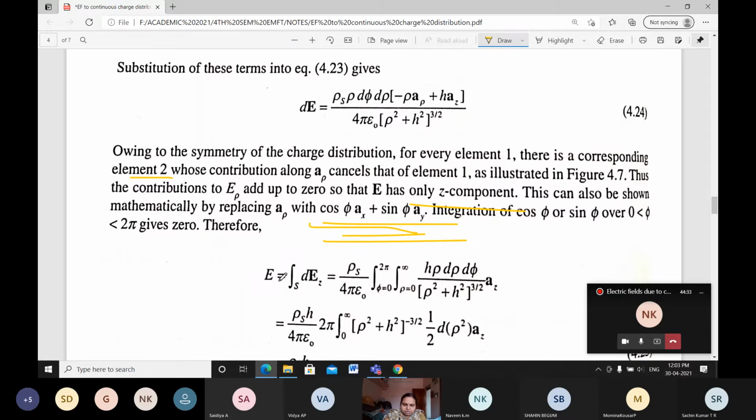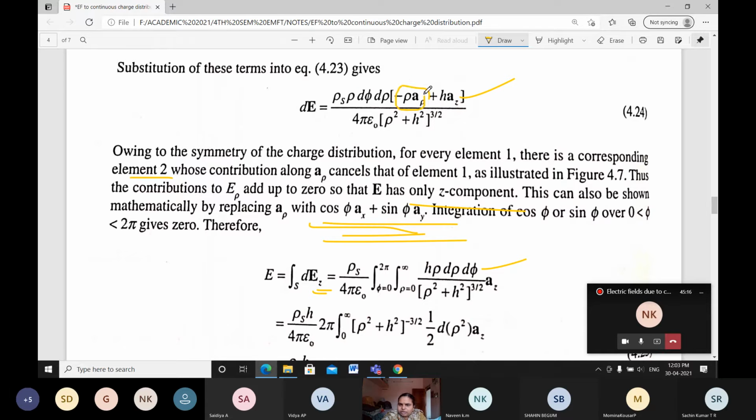Therefore E is going to be equal to the integration of dE_z, only for the z component. For that reason, rho_s divided by 4 pi epsilon naught, these factors are taken here. Then phi is varying from 0 to 2 pi, but our rho is a radius value, so it will be positive values only. For that reason it is varying from 0 to infinity. Then the equation is taken here as h into rho d rho into d phi. Only the z component is going to exist.